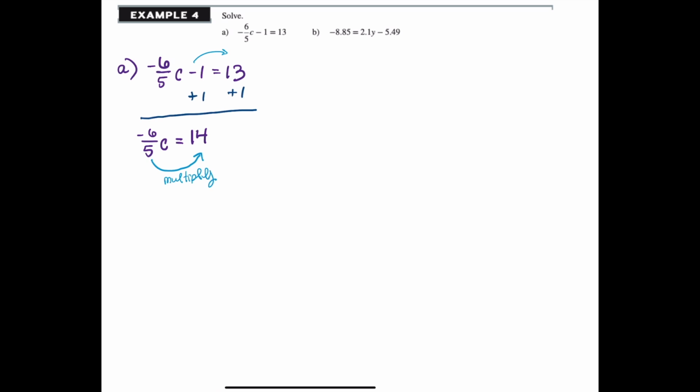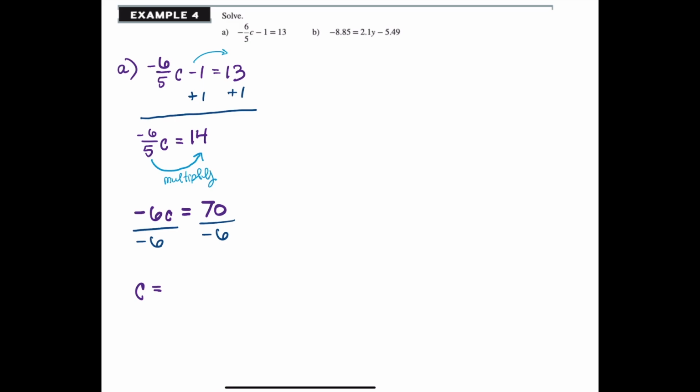That means it will leave the left side. I'll still have the minus 6, still have the c. 14 times 5 is 70. And then now I have negative 6 times c, so I can divide both sides by negative 6. You can bring the negative along with you. You can do those both in one. So it'll cancel on the left side. I'll get my c.